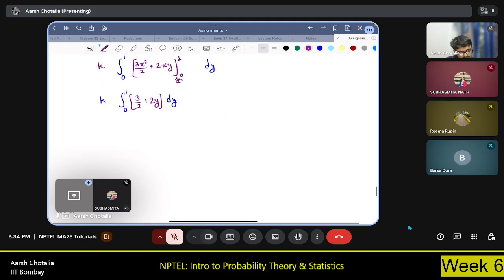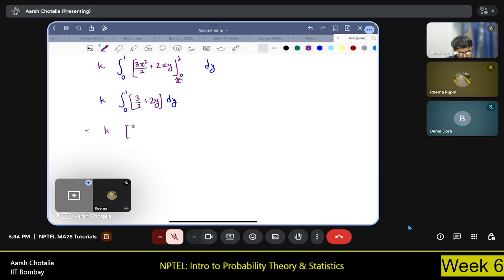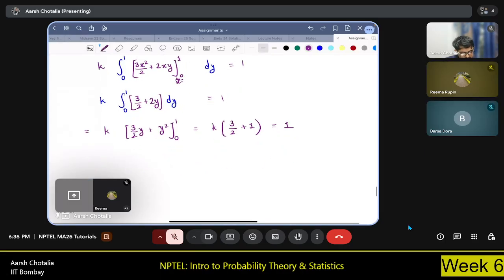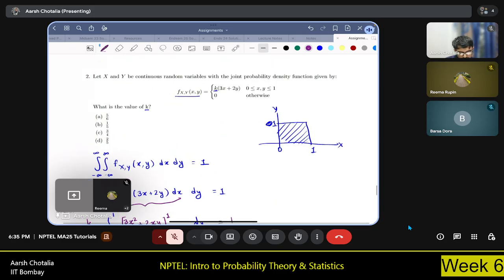Now I have to integrate with respect to y. So this is just 3 by 2 y plus y squared from 0 to 1, which is k into 3 by 2 plus 1. And this whole thing should be equal to 1. So k into 5 by 2 is equal to 1, which means k is equal to 2 by 5. That's the normalization constant, 2 by 5.